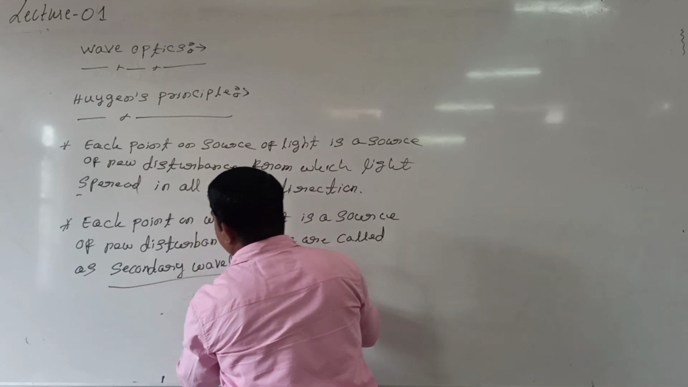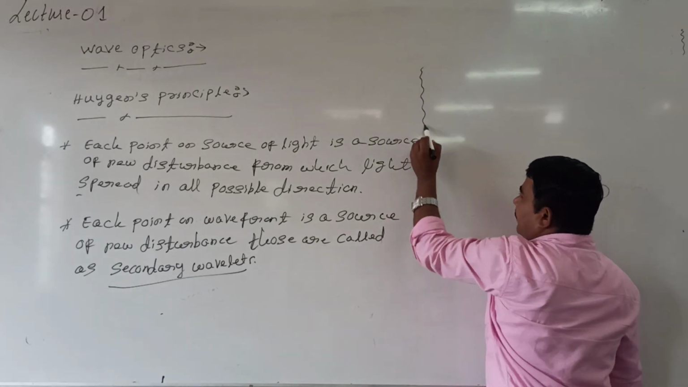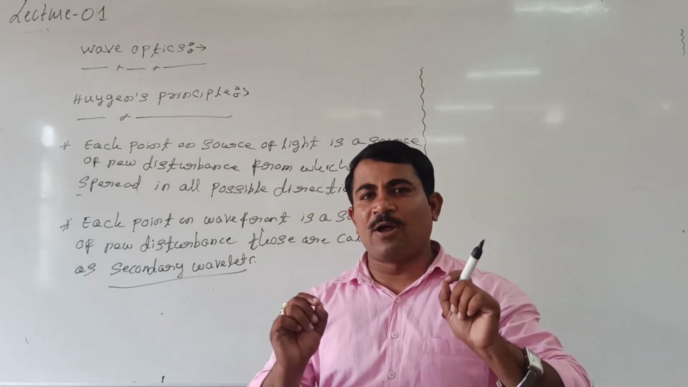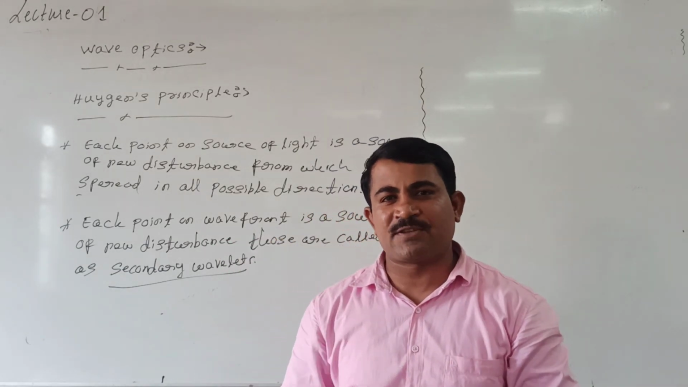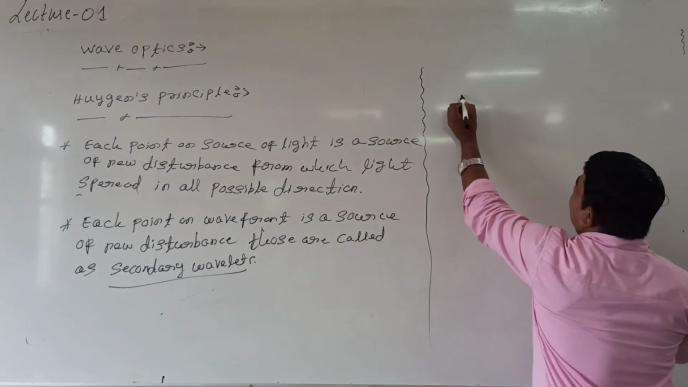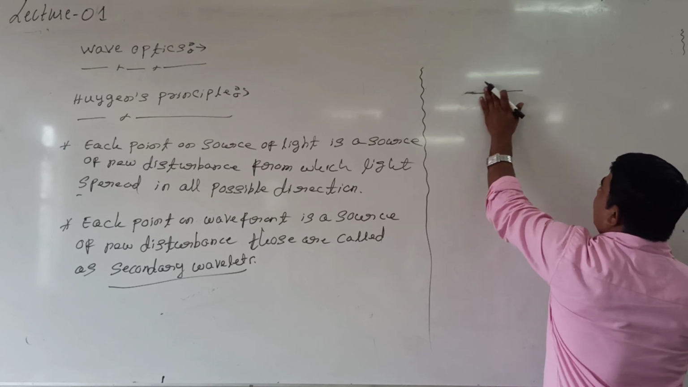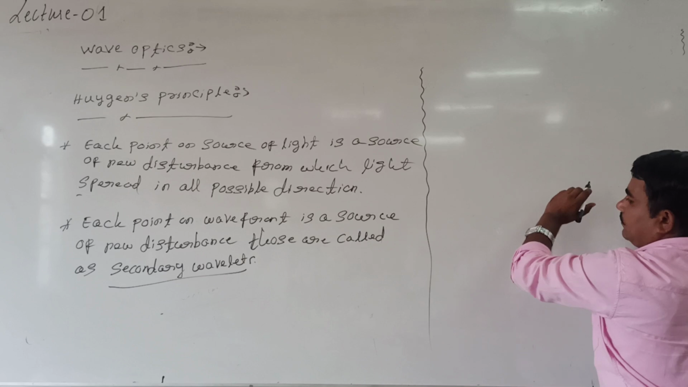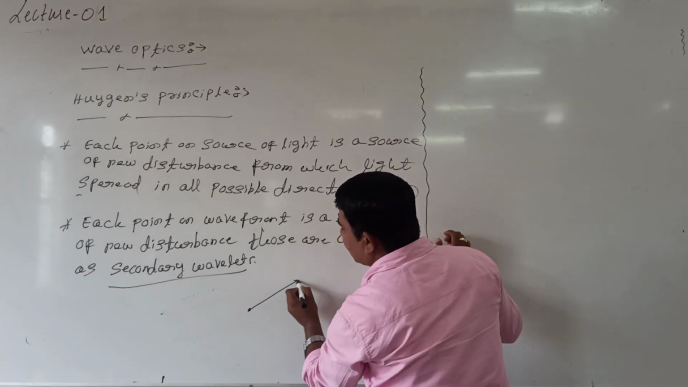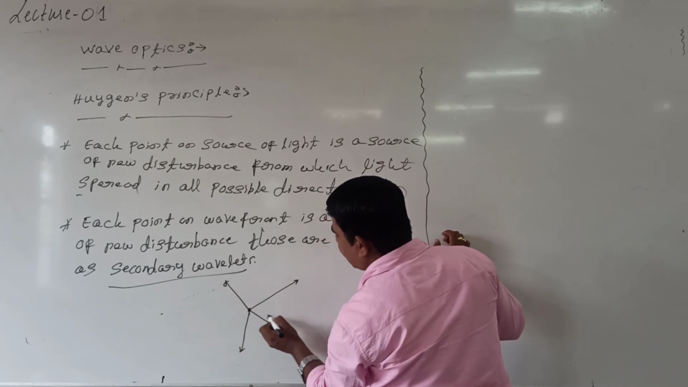What is the meaning of these secondary wavelets? Look at it. Already we know the concept of wavefront. What is it? The locus where all medium particles vibrate in the same phase, that we are calling wavefront. Initially I can take this as one point source of light. How can the light spread out from this point source? The light can spread like this.